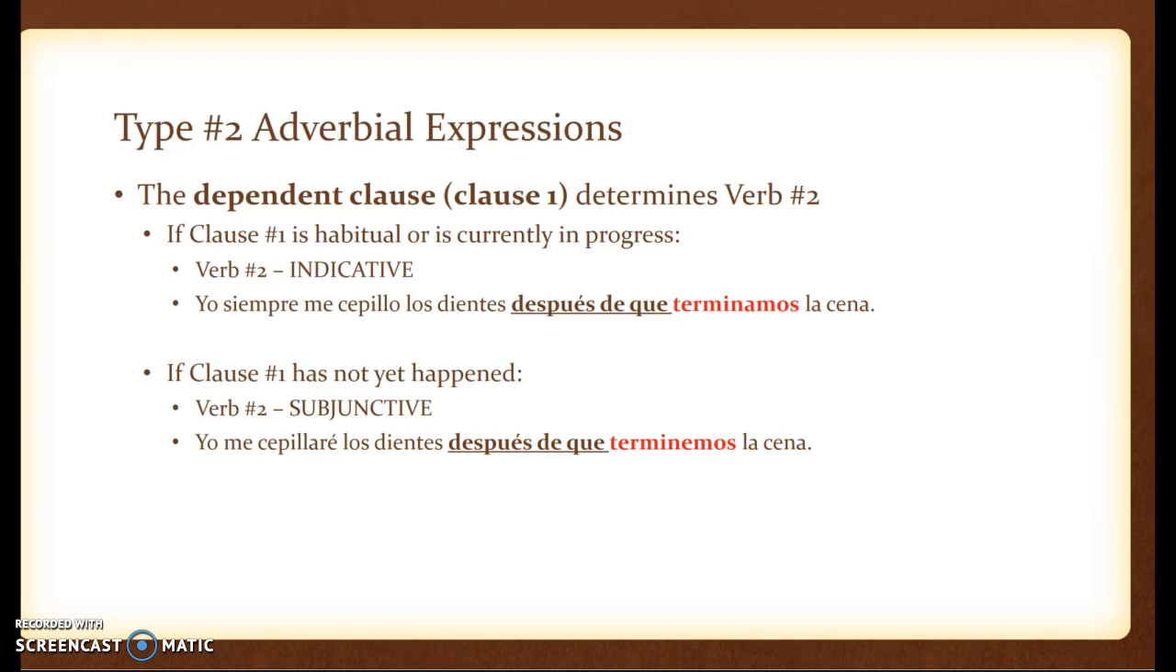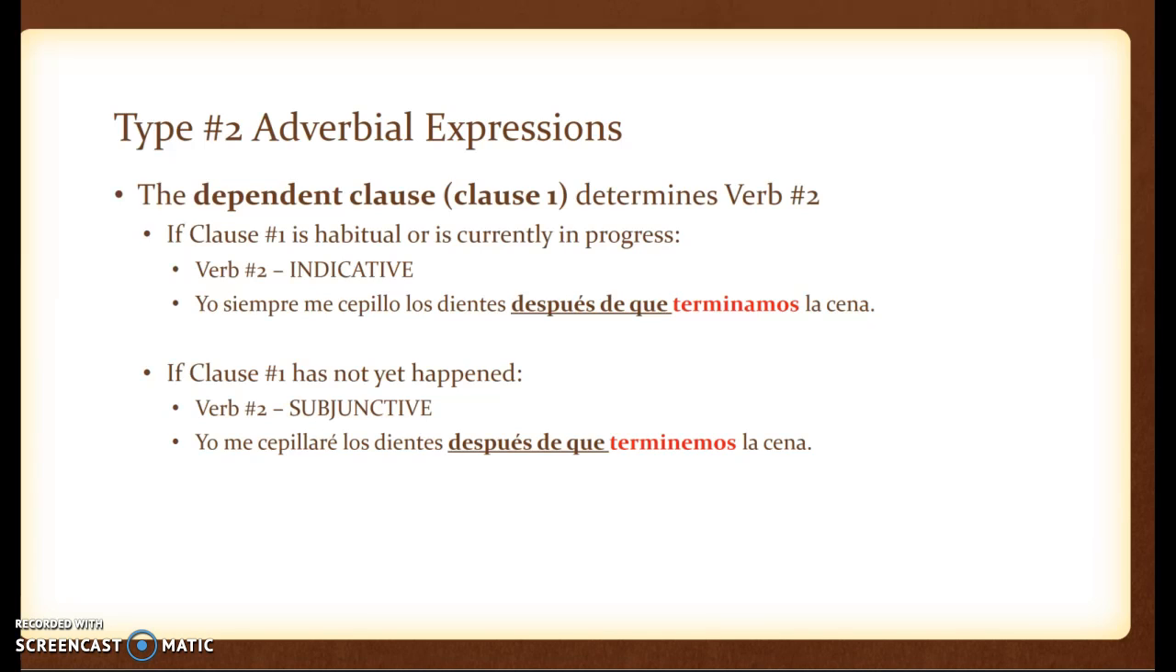But if the front half of the sentence has not yet happened, in other words, it's in the future tense, or it's with voy a or vas a, those indicate future actions. This event has not yet happened. If that's the case, then in the second half of the sentence, we need to use the subjunctive.